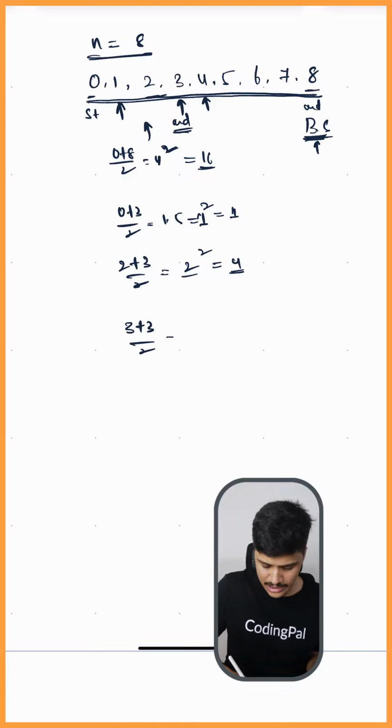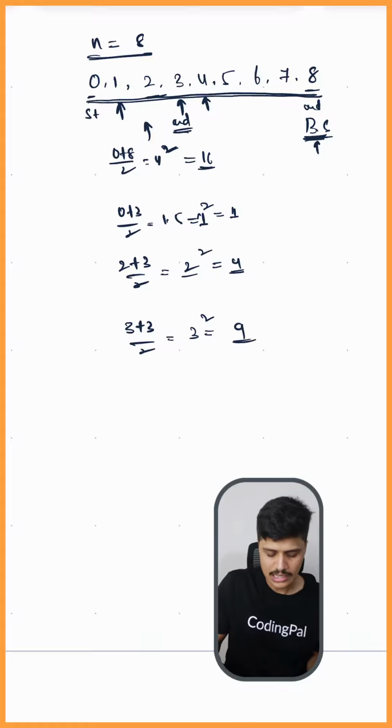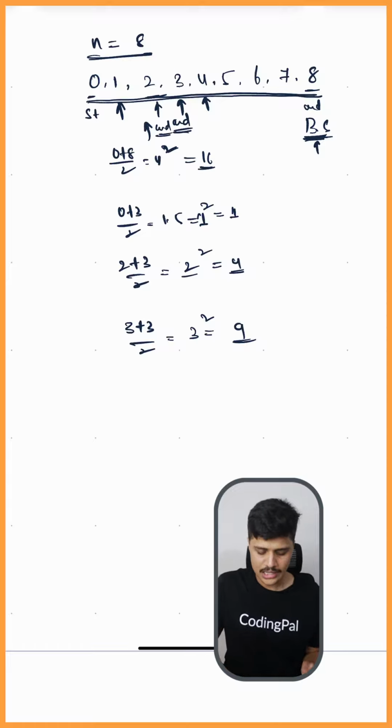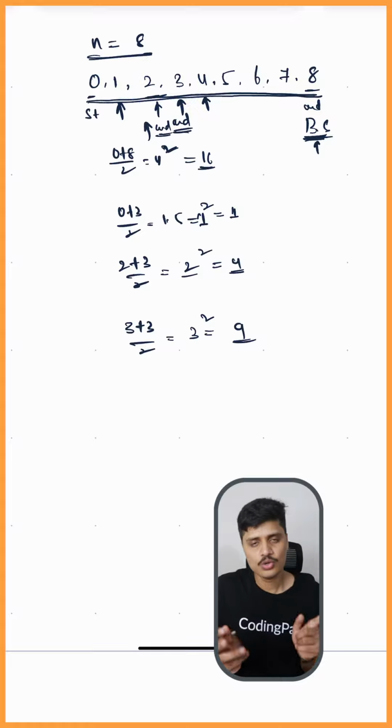Again we will calculate the middle. 3 plus 3 by 2, which is 3 itself. If you perform 3 square, 9. So it must be somewhere on the left. So end will basically get updated to middle minus 1, which is nothing but 2. Now at this point of time, start is pointing to 3, end is pointing to 2. So overlapping is done. We can't do anything.